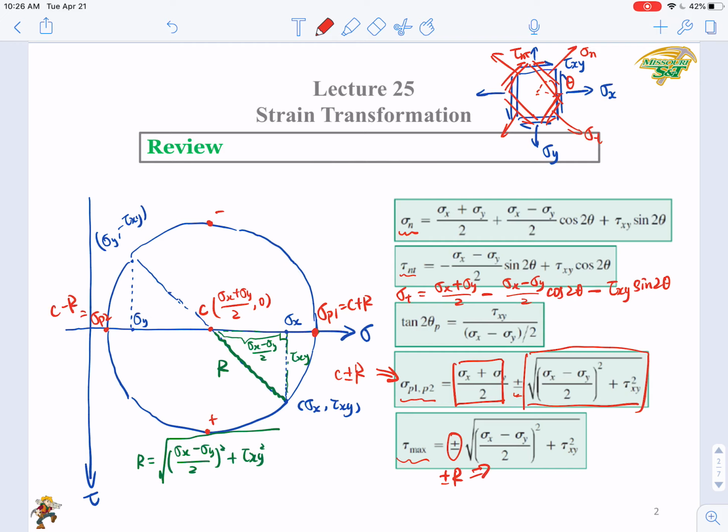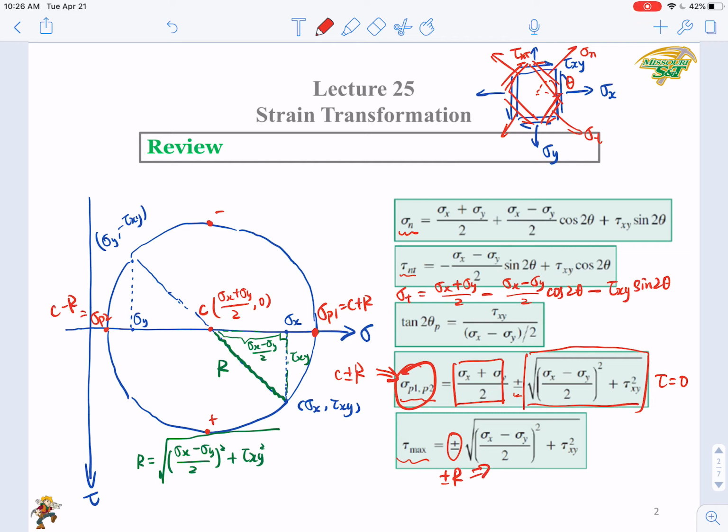Apart from these things, you can also do analysis to find out the features of them. So for example, at the position where you have the principal stresses, you have the maximum normal stresses, what is the tau value? When you have the principal stresses, tau should equal 0, since those 2 points are just on the sigma axis.